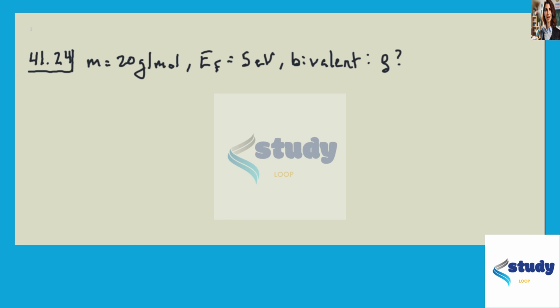41.24, we're told that a certain material has a molar mass of 20 grams per mole, a Fermi energy of 5 electron volts, and is bivalent. There's 2 valence electrons per atom. And so we want to calculate its density. So taking equation 41-9, we can find the number of conduction electrons per unit volume.